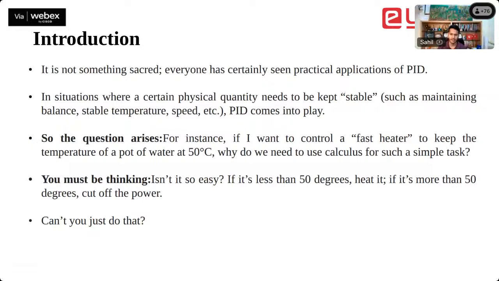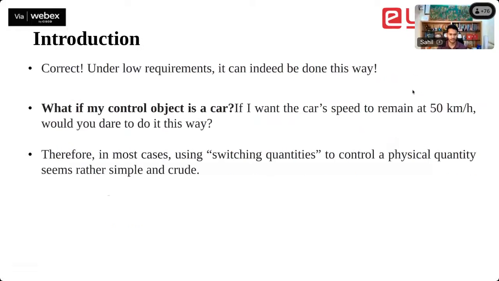So basically, for maintaining 50 degrees, if the temperature rises above it, you can just cut off the power and you will get the output, right? So yeah, that is actually correct. It can be done in that manner, but now consider, what if you want to do that with a car?